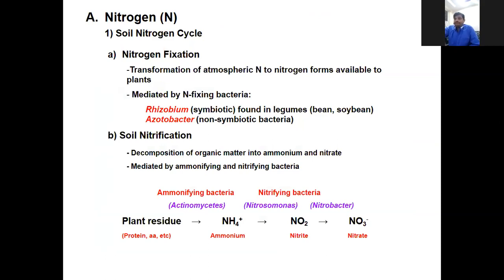Nitrogen. For nitrogen, fixation is required, and before plants accept it, the organic form must be converted into a chemical form, that is soil nitrification, mineralization, and demineralization.